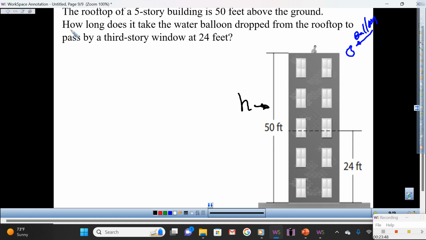And then it says, how long does it take the water balloon to drop from the rooftop, once it drops, to pass by the 3rd-story window that is 24 feet? Isn't this another distance? Isn't it another height? Yeah, so label this one also H. Question to you, which is the original height? The 50, so we're going to label this one H of O. Which means this one is just our H of what? T, that is correct.